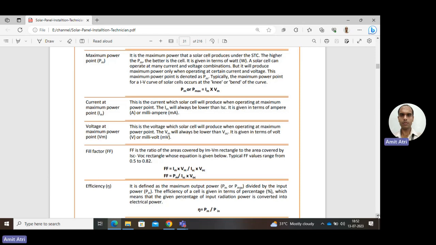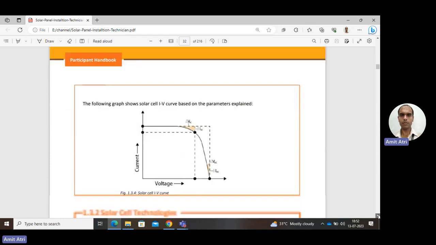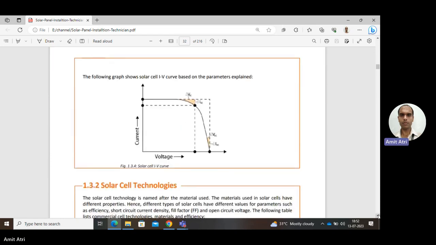We can examine it in the graph. Here in the curve, both of these terms are given. Voltage is on the x-axis, current on the y-axis. The dark point indicates the maximum power point, in between the curve, and correspondingly the voltage on the x-axis and current on the y-axis are Vm and Im.